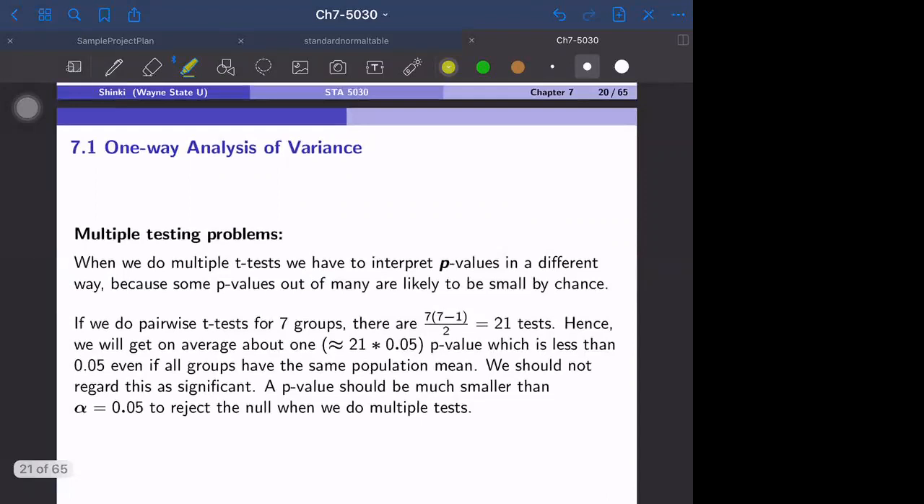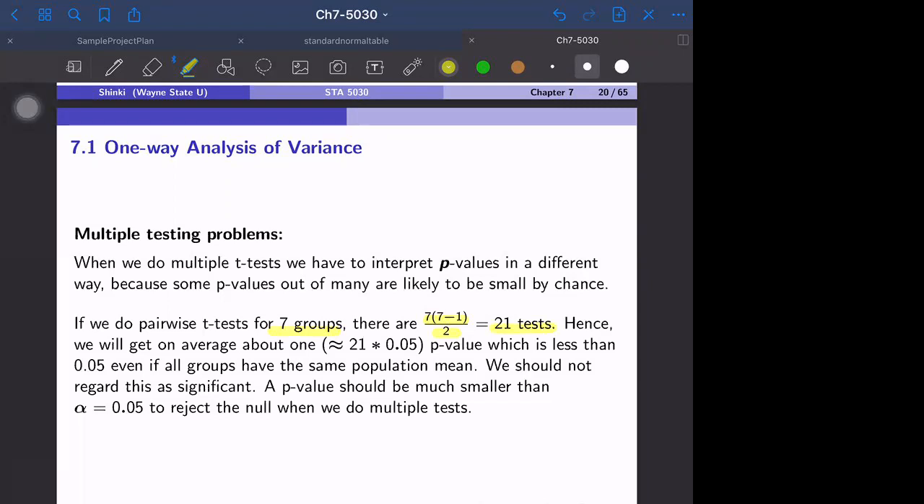Yeah, and next one, okay, so we did multiple tests. And if we use usual p-values, then we have some trouble, because if we have multiple tests, it's more likely that some of the tests reject the null hypothesis. For example, if we think about 7 groups and we do pairwise t-tests, how many combinations? That is 7 choose 2, which is 7 times (7 minus 1) divided by 2. So in total, we have 21 tests.